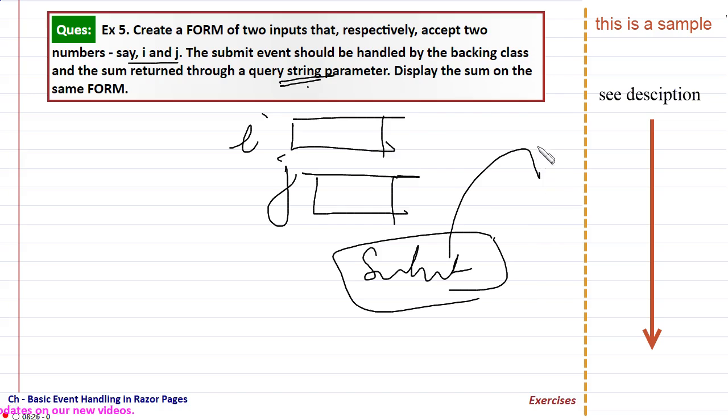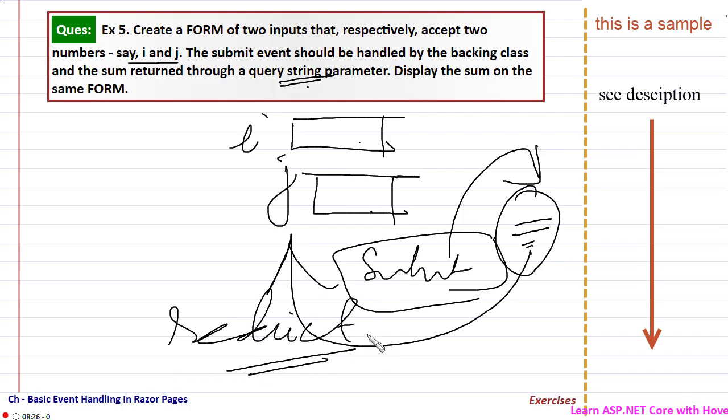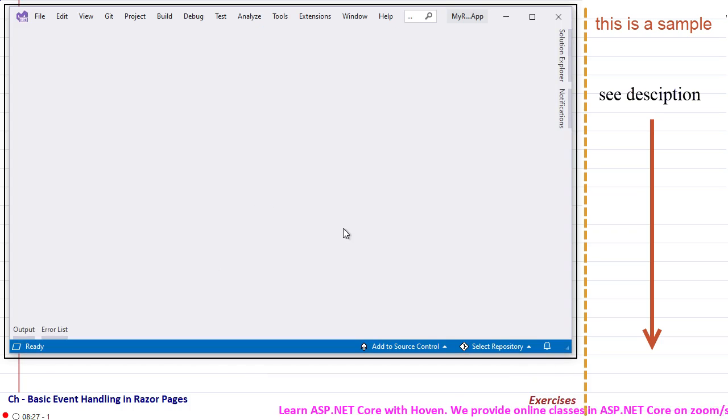So when this is submitted, your backing class will make this addition of i and j and redirect back to the same page and pass a query string parameter, and that parameter will have to be read on this page and the sum has to be displayed. So this is the question. Let us see how we can solve this question.